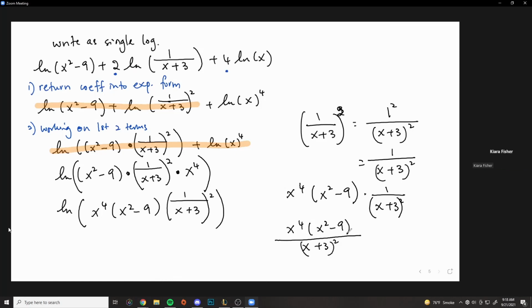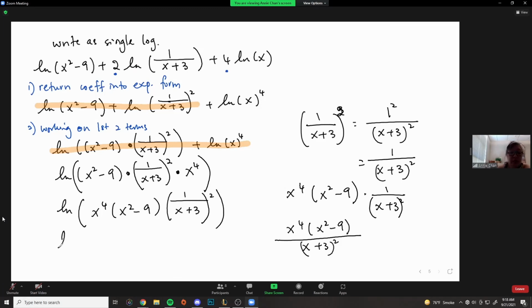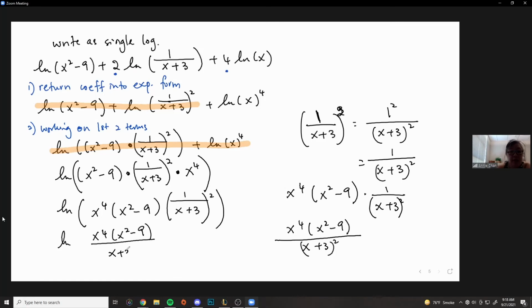Yeah. So if I want to, I can do that. But you have to be very careful when the whole thing is squared. If you absolutely have to break it down like this, break it down like this, because if this is not 1, it changes things. Then there'll be a number here. X to the 4th, x squared minus 9, all over x plus 3 squared. And it looks nicer that way too.